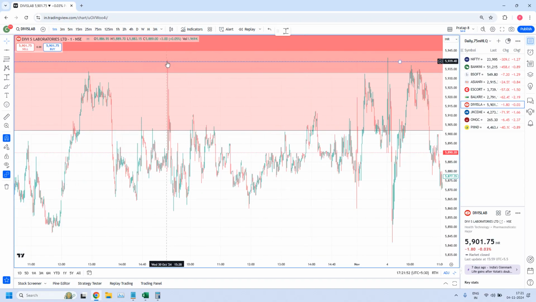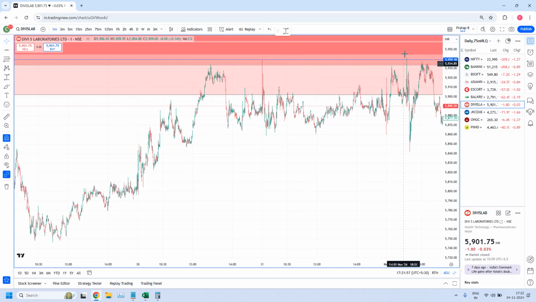Previously also once it gave a trade. Now today it entered a little above it. That means a strong order flow. Slowly it is entering.